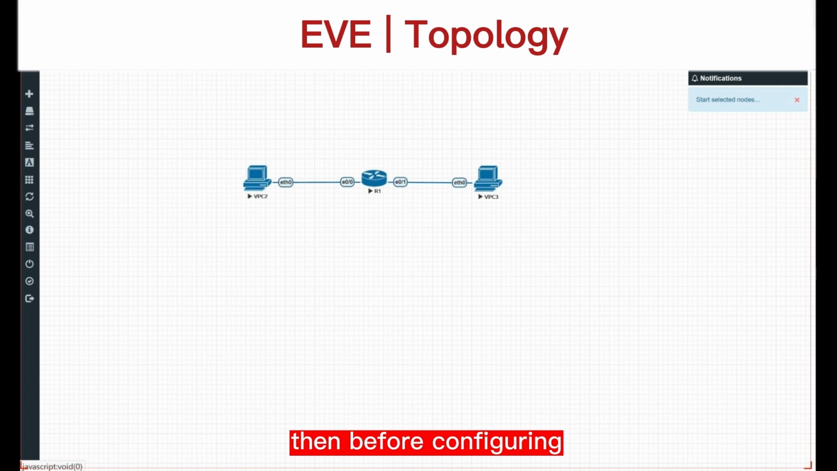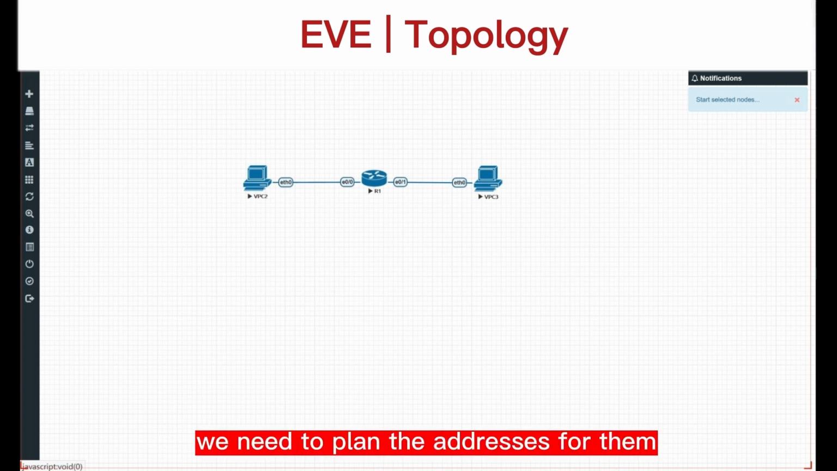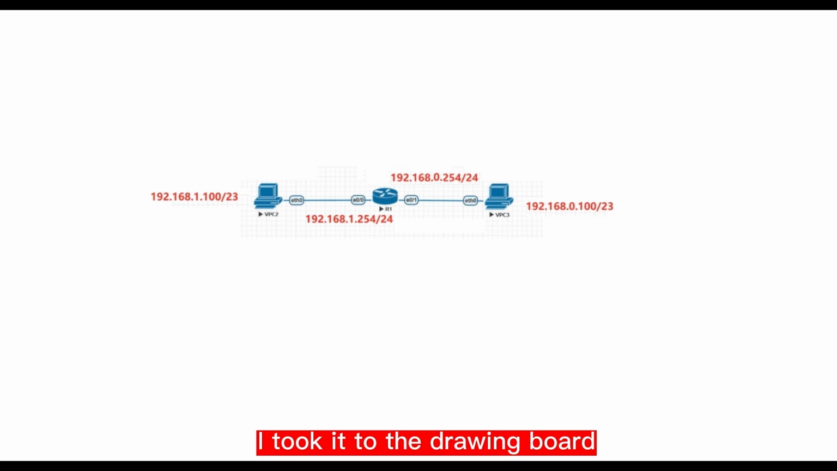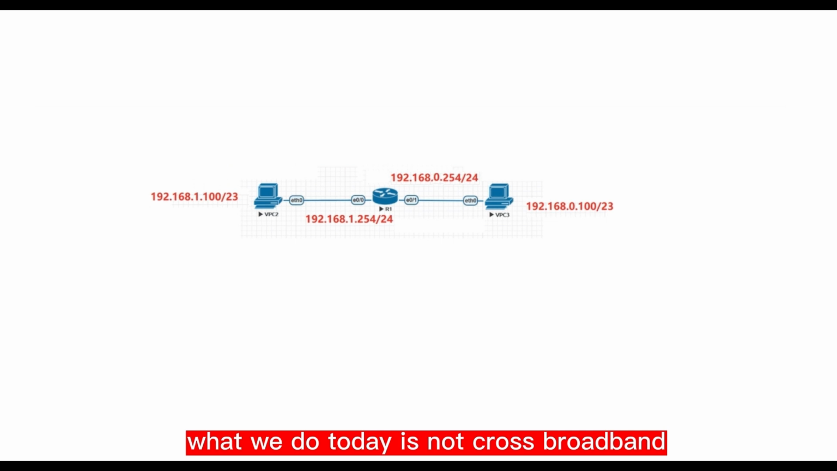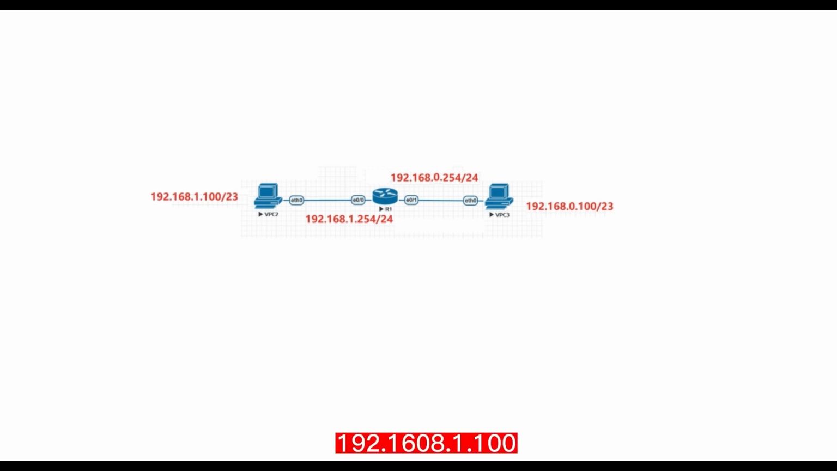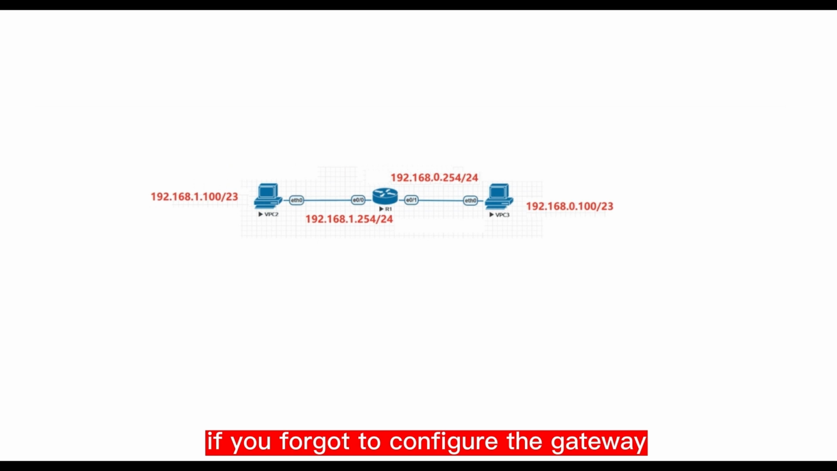After opening, we are going to make a configuration. Before configuring, first of all, we need to plan the addresses for them. I took it to the drawing board. We plan the address. What we do today is not cross-segment; we are doing the same network segment. Suppose the IP address of the PC on the left is 192.168.1.100. Sometimes you may find you forgot some configuration, for example, if you forgot to configure the gateway.